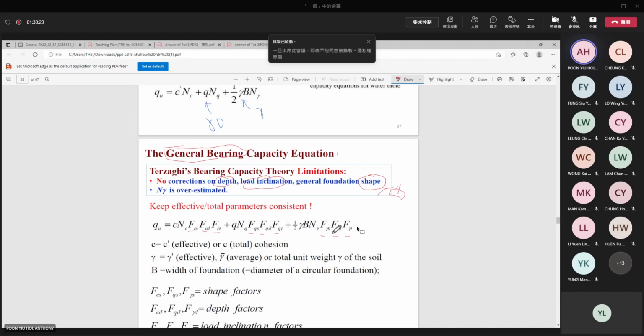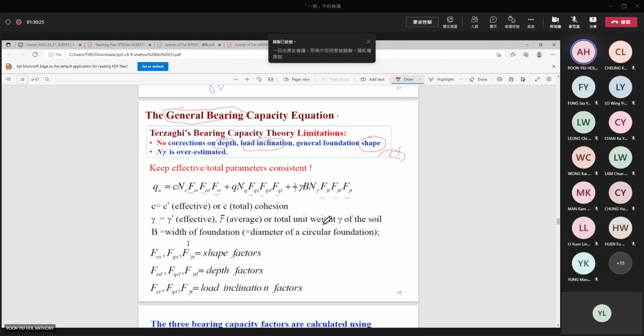Okay, continue. Assuming that you understand Terzaghi's basic concept, this is the general bearing capacity equation. This is the one that we will actually be using. You will see the form is basically the same. The form is basically the same. And then there are some factors.